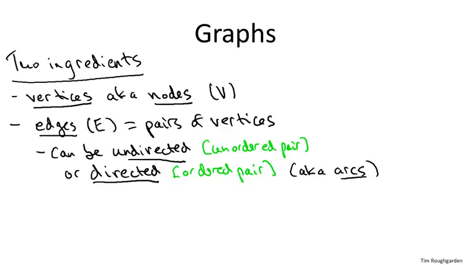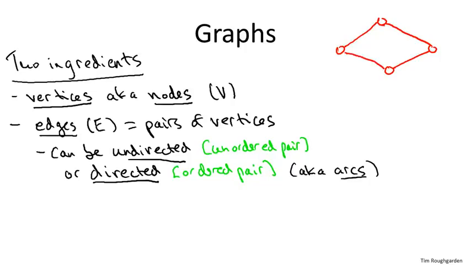So here's 4 dots or 4 vertices. And the edges would be lines. So the way you denote one of these edges is you just draw a line between the two endpoints of that edge, the two vertices that it corresponds to. So this is an undirected graph with 4 vertices and 5 edges.